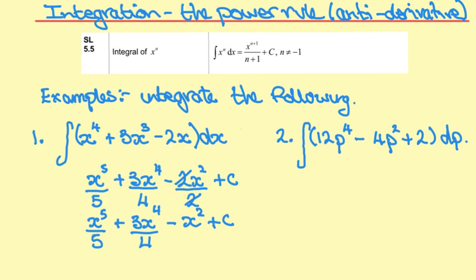The second one, integrate 12p to the power of 4 minus 4p squared plus 2 dp. So add 1 to the power, so we get 12p to the power of 5 divided by 5 minus 4p cubed divided by 3 plus 2p plus c.